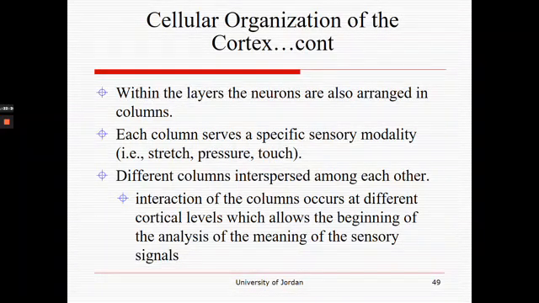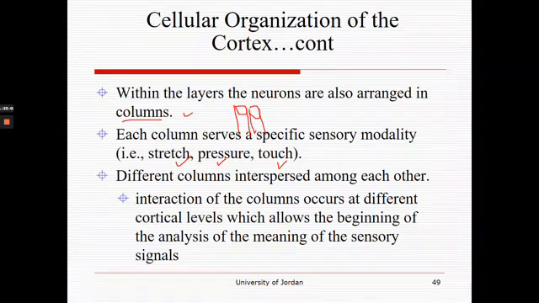Cellular organization of the cortex. The neurons within the layers of the cerebral cortex are arranged into columns. Each column serves a specific sensory modality. Say one column for stretch, one column for pressure. So each column, like these columns here, serves a specific sensory modality.